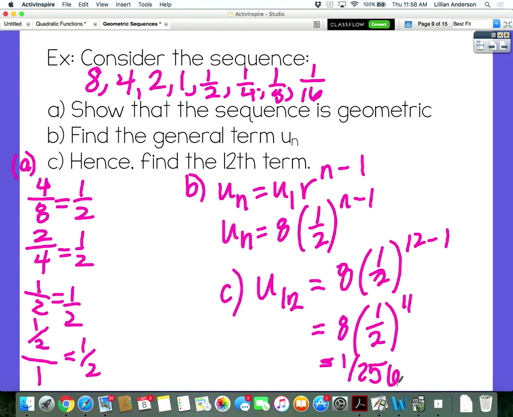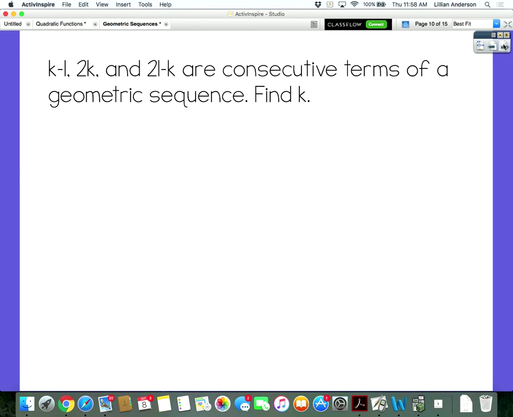Okay? Questions? Always try to convert it back to a fraction, guys, especially with geometry. Here's the next one. Here's another example.